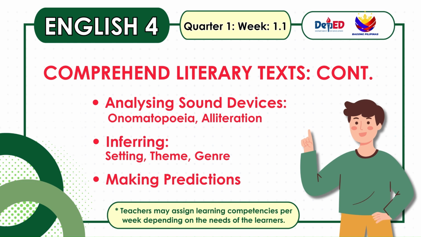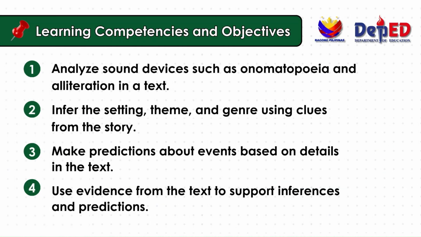Let's begin our lesson. Now, let us look at our learning competencies and objectives. First, analyze sound devices such as onomatopoeia and alliteration in a text. Second, infer the setting, theme, and genre using clues from the story. Third, make predictions about events based on details in the text. And fourth, use evidence from the text to support inferences and predictions.